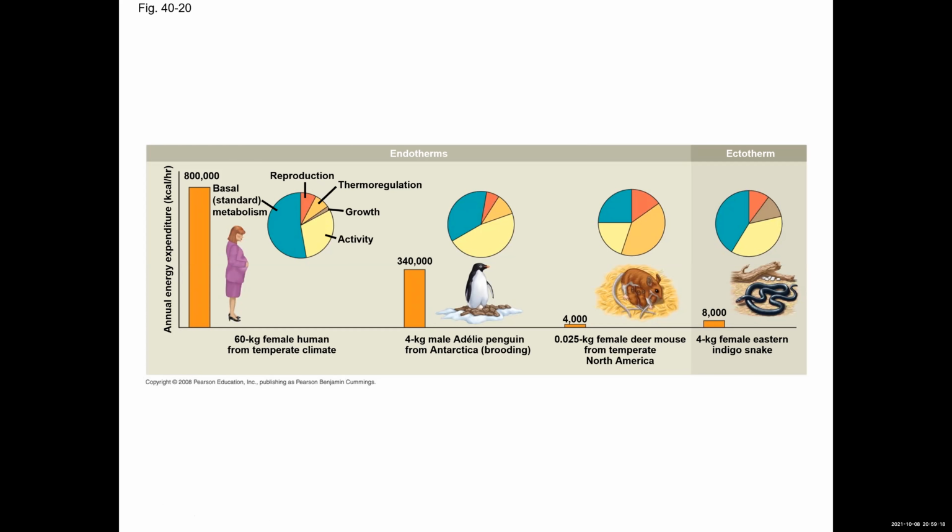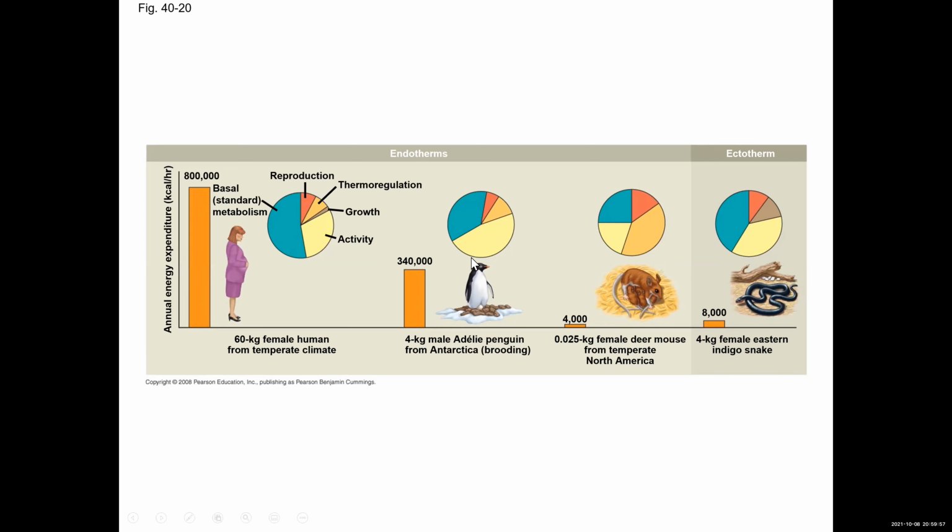So if we look at the total calories, the annual energy expenditure, they happen to have added it up this way. We've got 340,000 kcals per hour is the annual energy expenditure, and it's 8,000 for the snake. All right, so just being an endotherm means that you are spending two orders of magnitude more total energy in order to get that benefit of staying at that constant temperature.